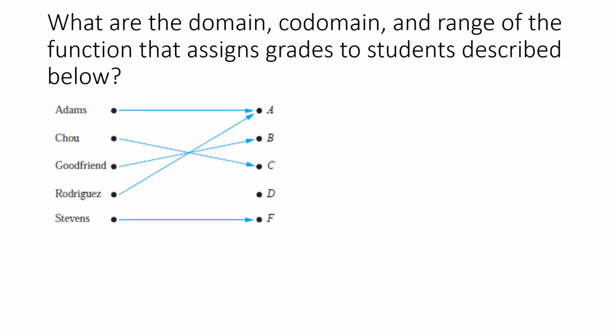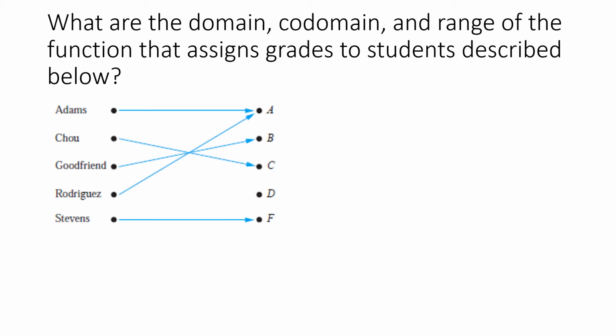So you have there an example. What are the domain, codomain, and the range of the function that assigns grades to the students described below? So you have there Adam, Chou, Goodfriend, Rodriguez, Stevens. For our solution, let G be the function that assigns a grade to a student in our discrete mathematics class. Note that the function G, which contains Adam, would be equal to B, for instance.